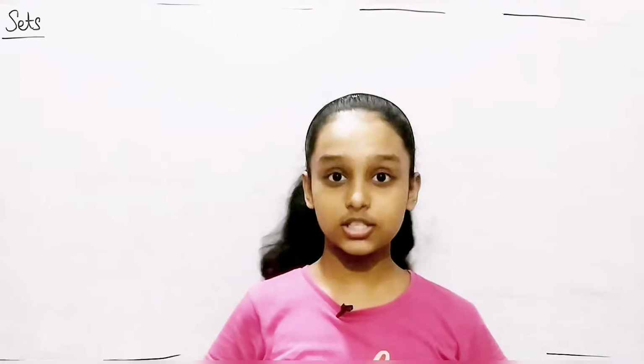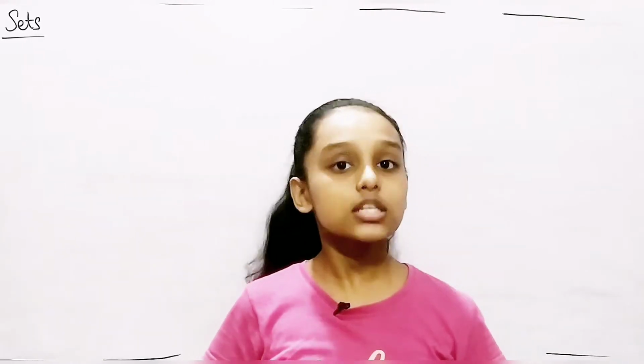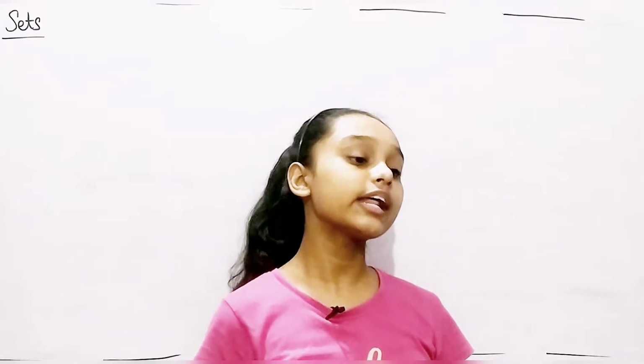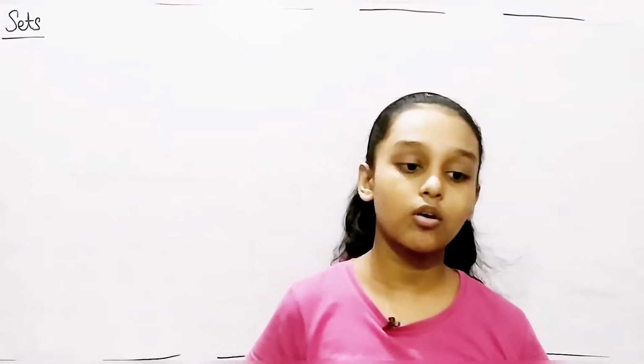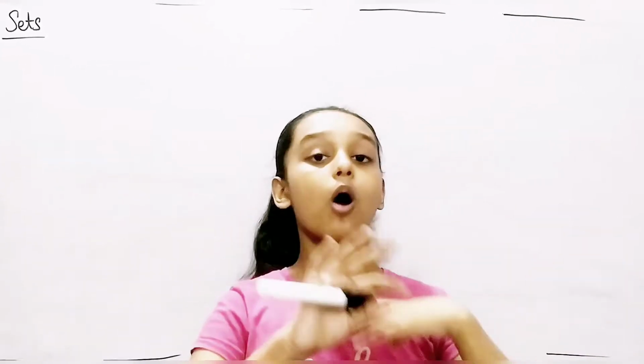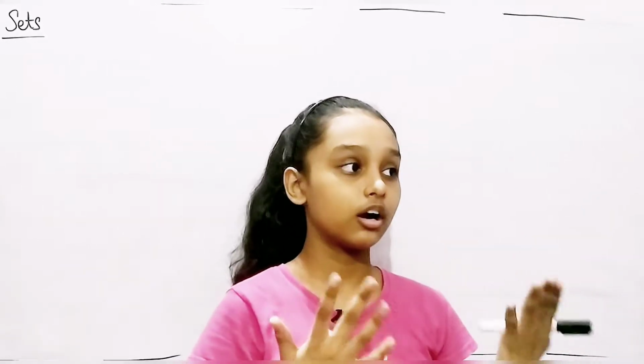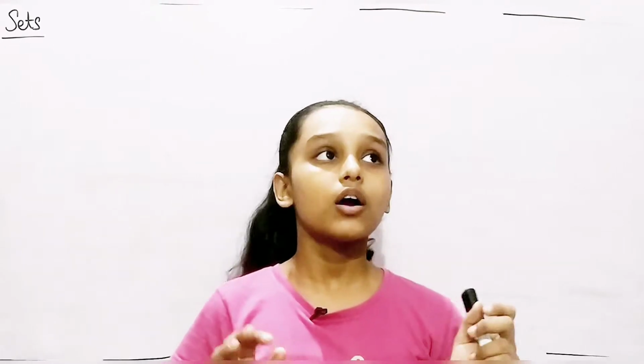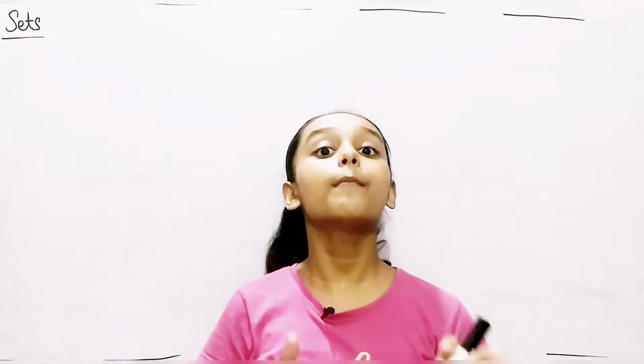So today we're going to continue our chapter number 1, and that is sets. In the previous video we discussed union of sets, and in this video we're going to discuss all about intersection of sets. Union and intersection are, of course, different from each other. In union of sets, we write all the elements that are in the sets, and we only write each element once. But in intersection of sets there's something a little bit different. In intersection of sets we only write the common elements.